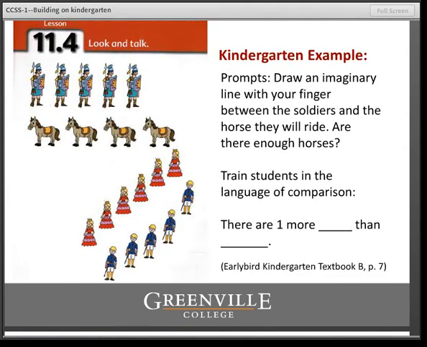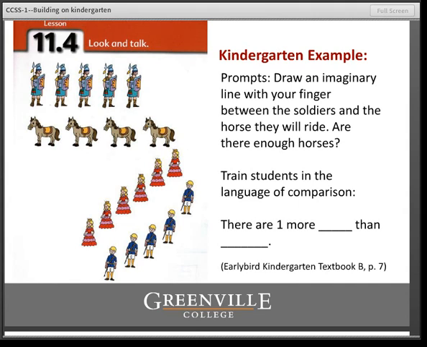I'm going to be using some images from Early Bird Kindergarten, which is in the Singapore Math series, available from www.singaporemath.com. These are the texts. In fact, this is the actual text that my daughter used when she was in kindergarten, so I've drawn from some of her books here.